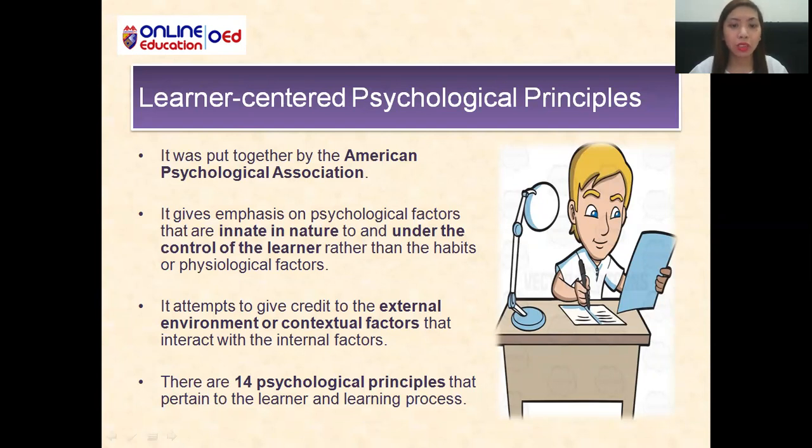There are 14 psychological principles that pertain to the learner and the learning process. The principles are intended to apply to all types of learners, from children, teachers, administrators, parents, and up to members involved in our educational system community.